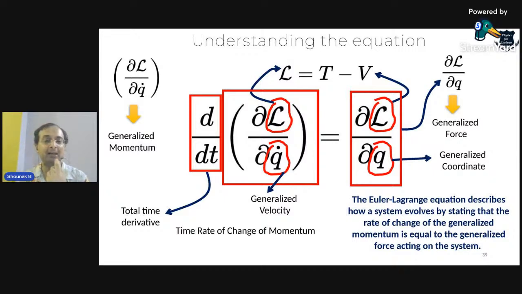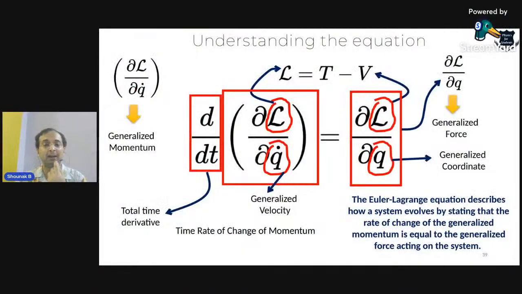It is simple calculus, okay? And this is the total time derivative of something which is called a generalized momentum. Now, here I would like to take a pause. Remember that in the Euler Lagrange equation, there are three things which will come: generalized coordinate, generalized velocity, and generalized momentum. Why it is so, I will come to that part later.